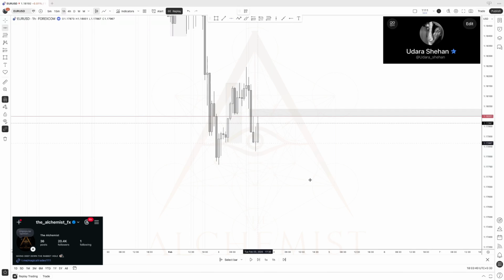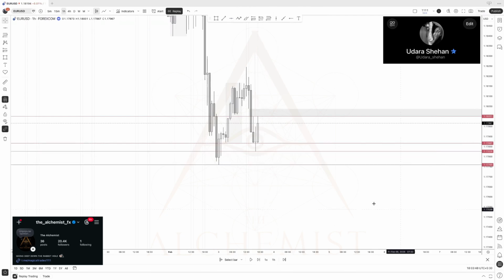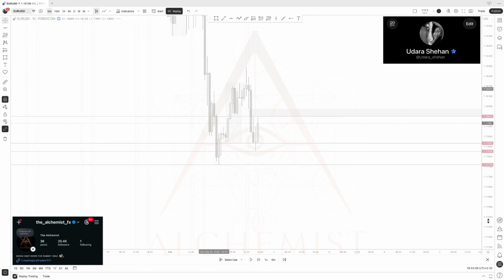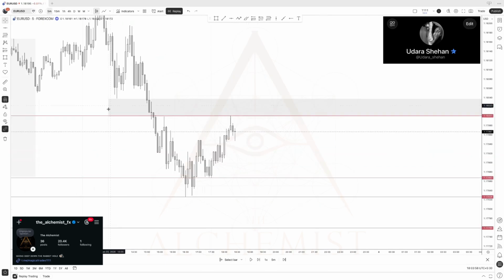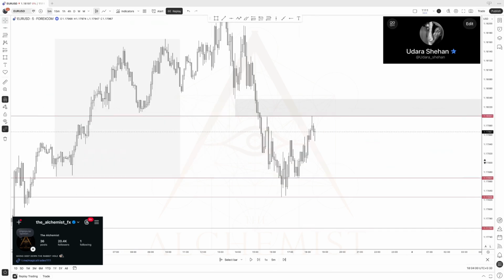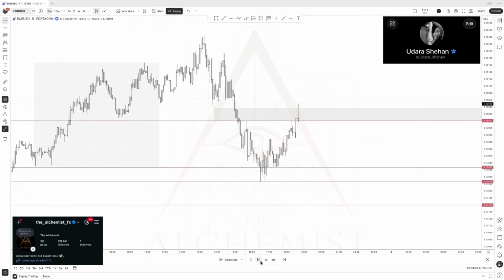Again, first targets are always major liquidity pools. So this is where you move it to break even. Then we had the London low and the previous daily low. Now, if you guys held everything until the previous daily low, this would have been a break even trade. That's okay. You have to always learn from them. But if we quickly see what happened, it was a very nice trade.